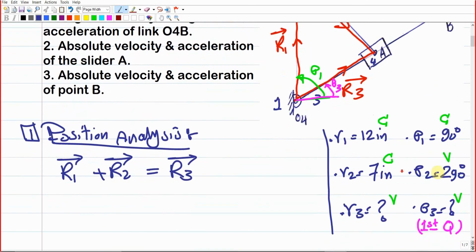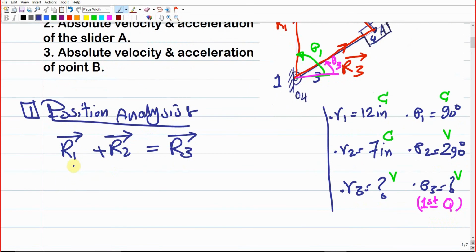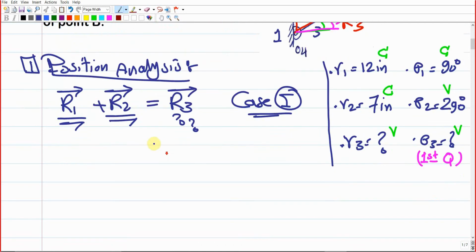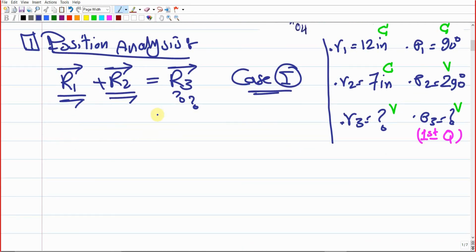Based on this data, you're going to see that R1 is fully defined, R2 is fully defined, but R3 is fully unknown. It means that this should be case 1, right? Which is the simplest case. Then the next step is to rewrite this equation in exponential form. So this is going to be R1 e^(i theta 1) plus R2 e^(i theta 2) equals R3 e^(i theta 3).